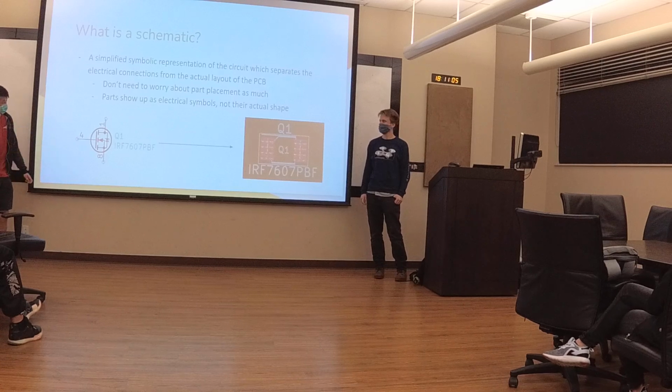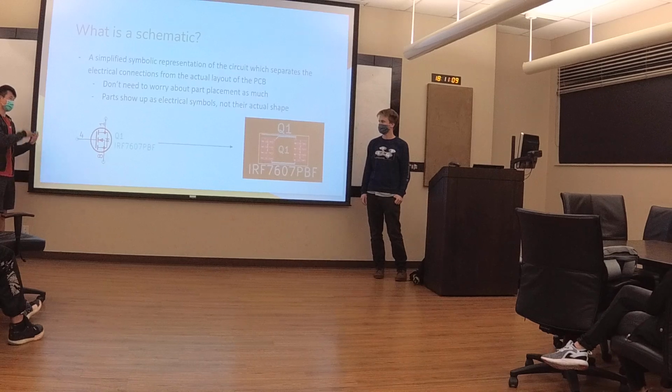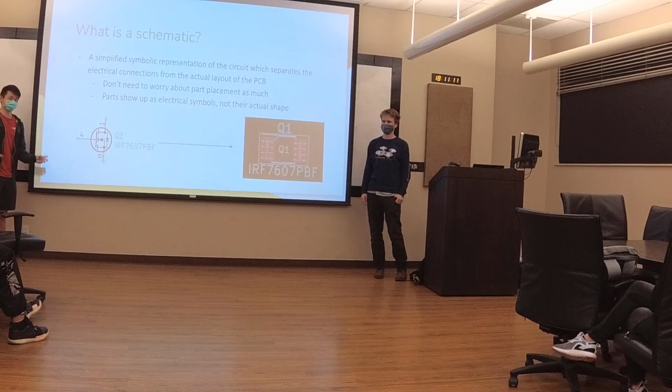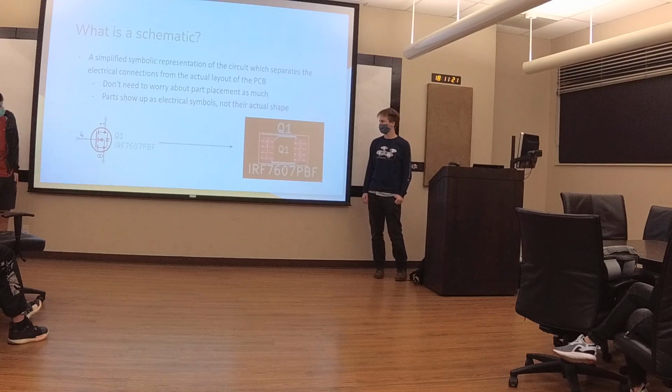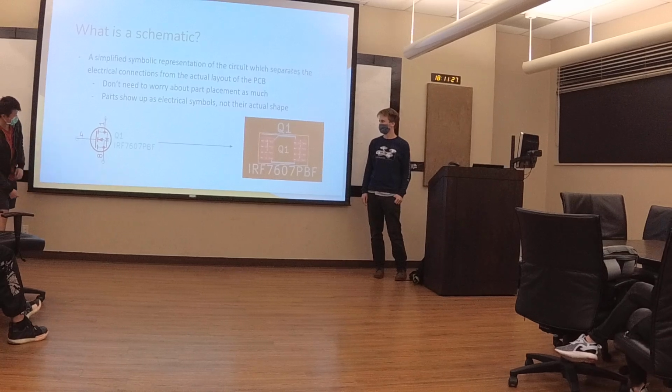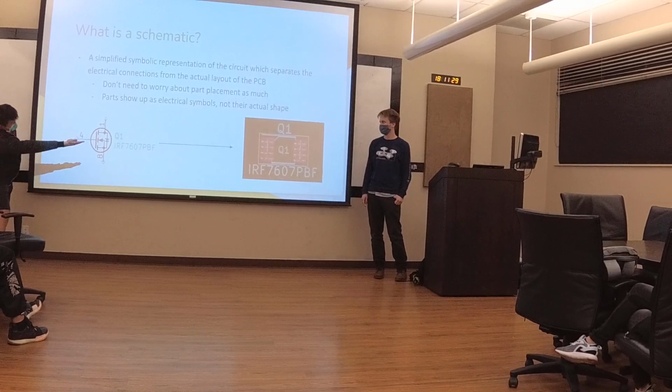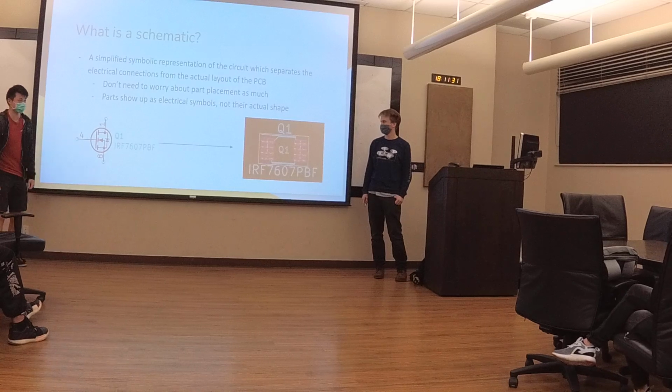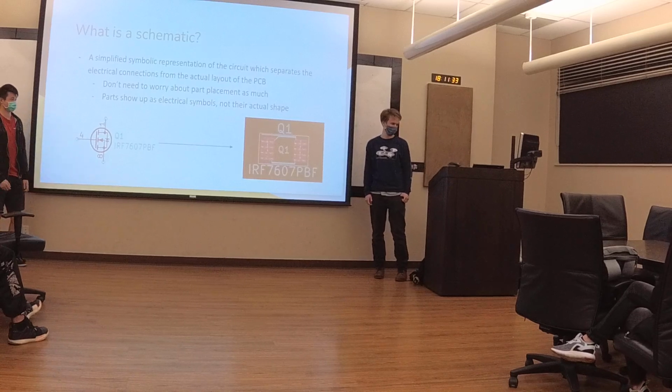We don't need to worry about part placement because we're just worrying about connections in our schematic. We just need to say this is connected to that, and that these parts exist. You don't need to worry about where they're placed or where the traces go or how thick they are yet. We'll do that in PCB design. As it says here, they're going to show up as electrical symbols and not the shape. This is an example of a symbol. That is the footprint, the actual shape that will be seen on the board.